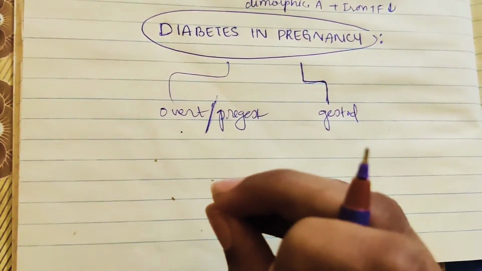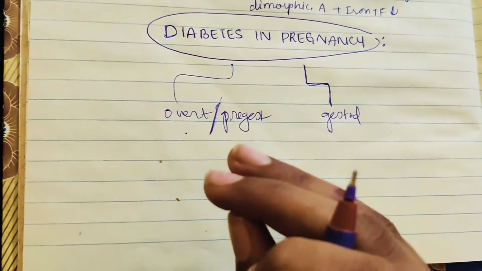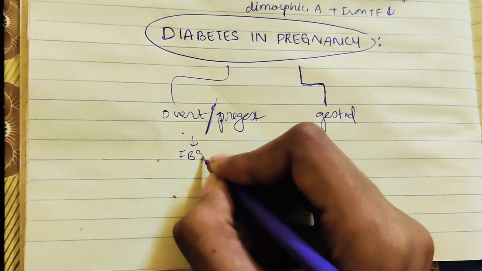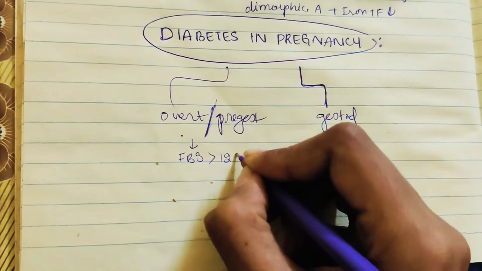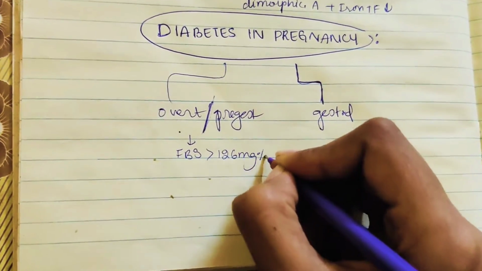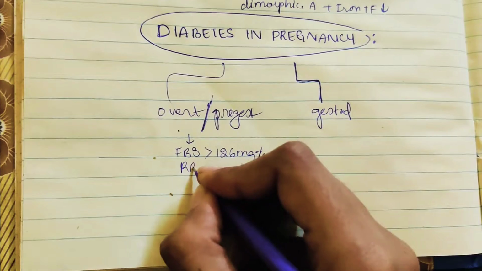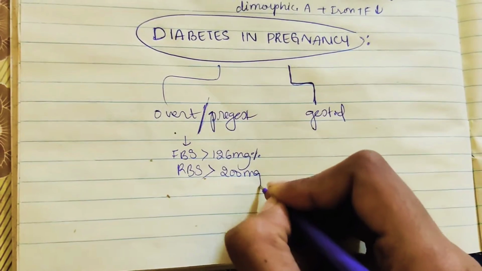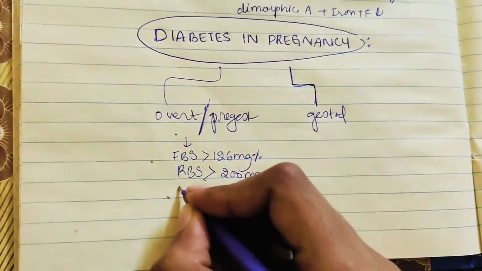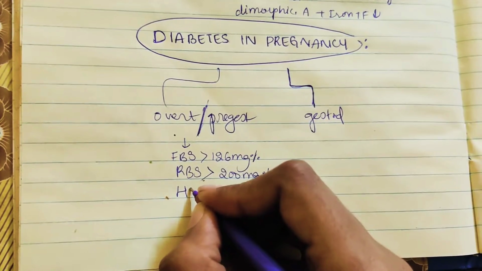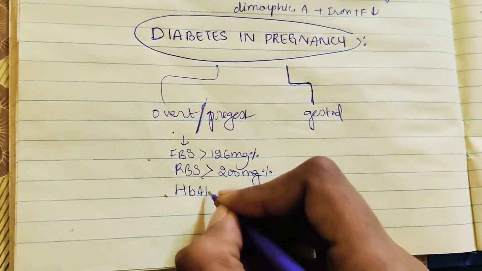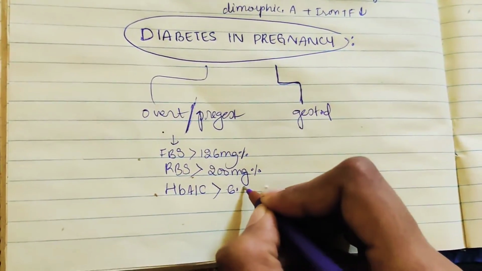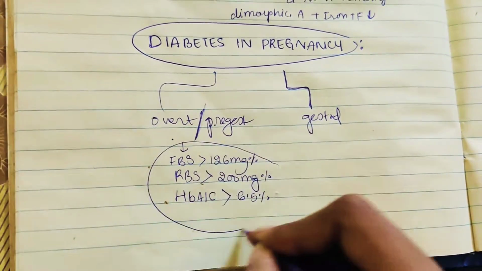So what are the features of this overt or pre-gestational diabetes? In these patients, if you check the fasting blood glucose or fasting blood sugar, that will be greater than 126 milligram %. These are very important parameters. And if you take the random blood sugar, it will be greater than 200 milligram %. And if you take a special test which is used to know the average of blood glucose, that is HbA1c, if this is greater than 6.5%, so these values are very important, which we need to remember.